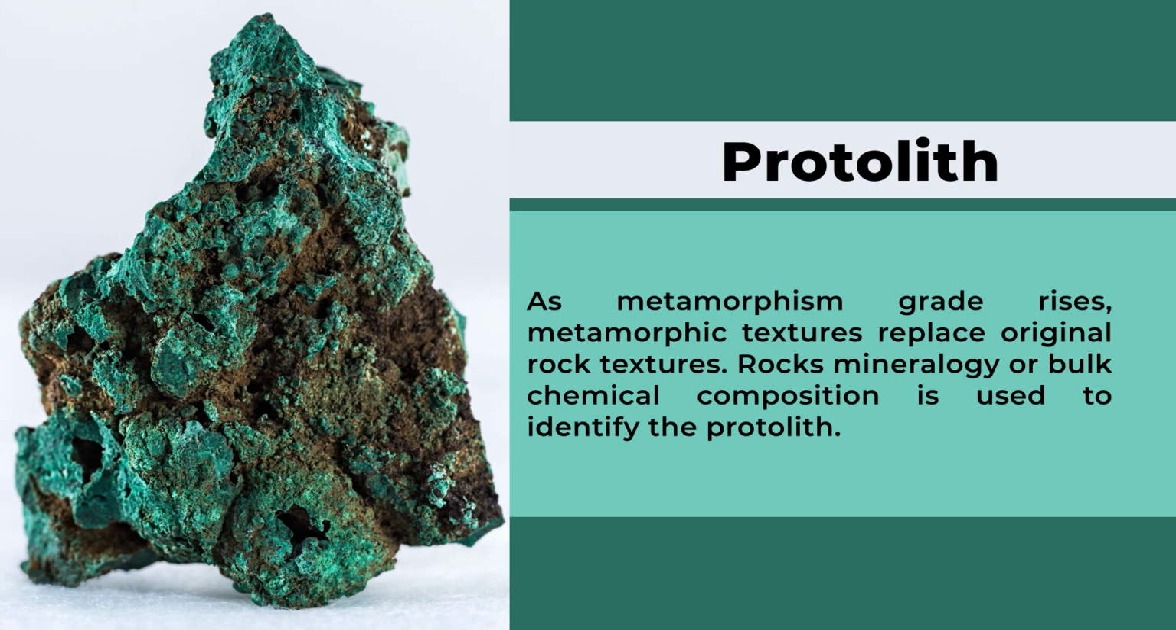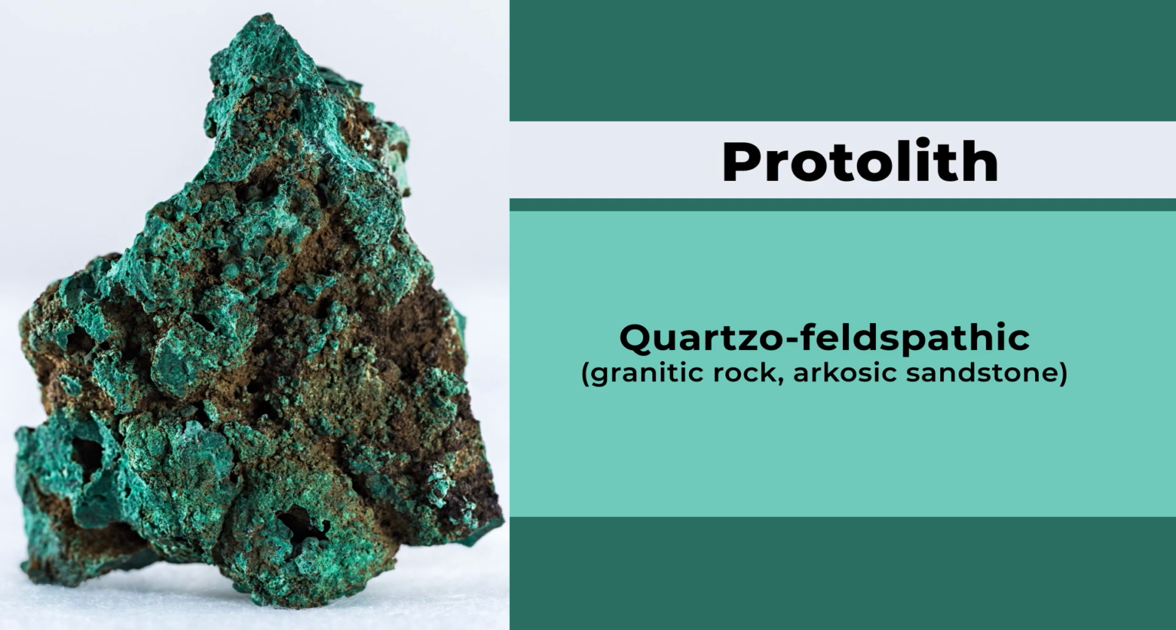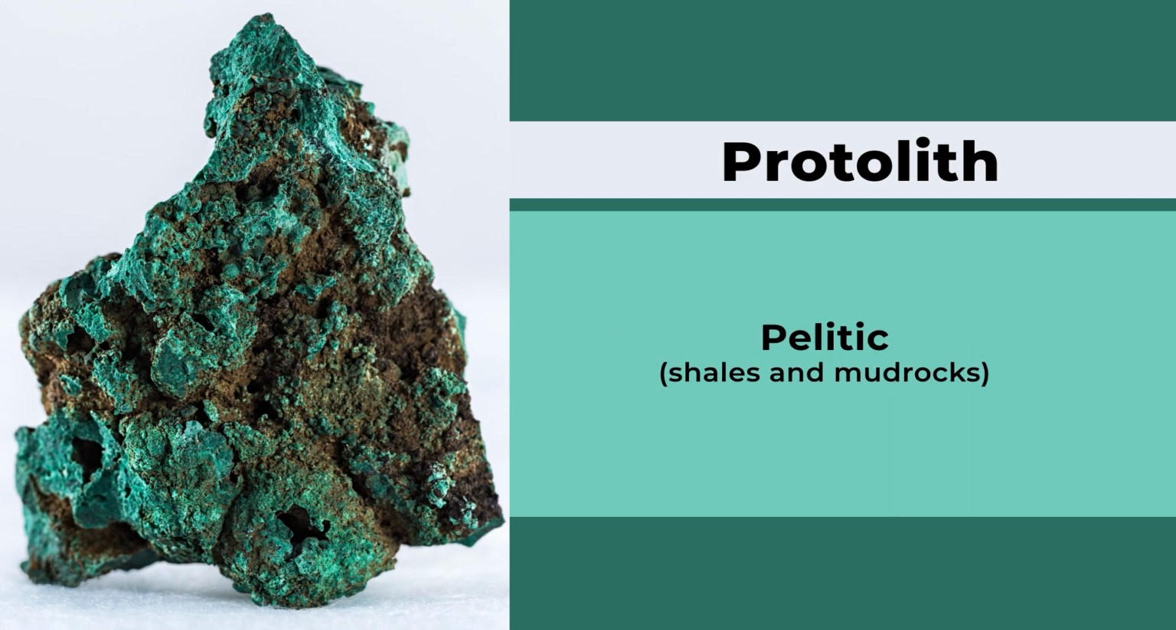Now, there are different kinds of protoliths. One, they can be quartzo-feldspathic, they can be granitic rock or arkosic sandstone. They can be pelitic, shales and mudrock. They can be calcareous, calcite and dolomite. They can be basic or ultrabasic in composition, for example, basalts and gabbros. Ferruginous, they can be Fe-rich cherts or ironstones. So these are the original rocks, for example, from which the metamorphic rock can form.